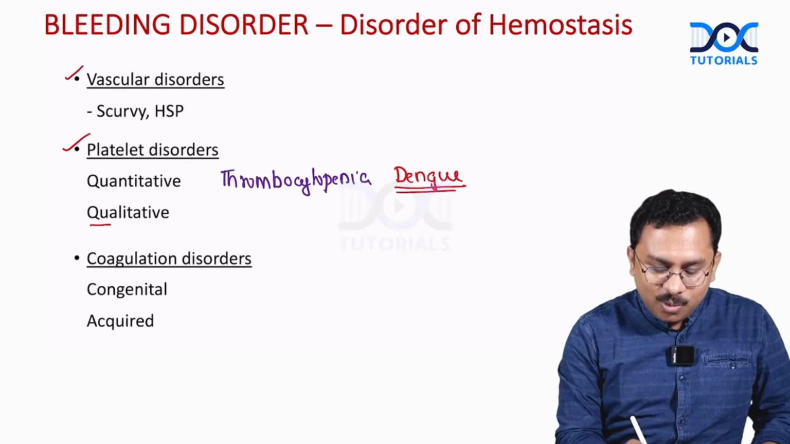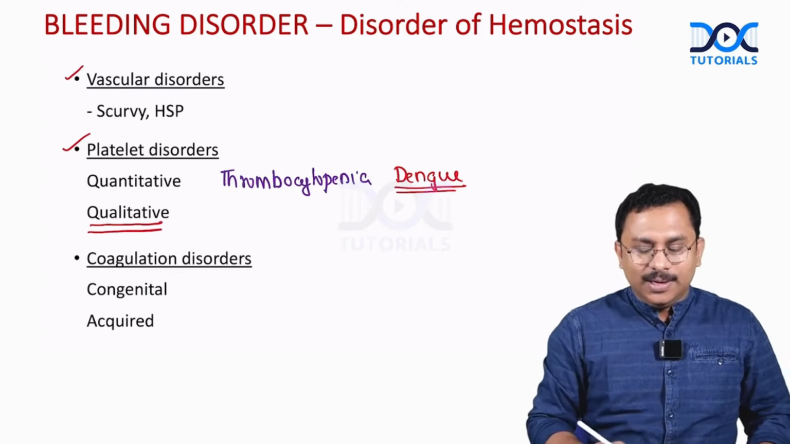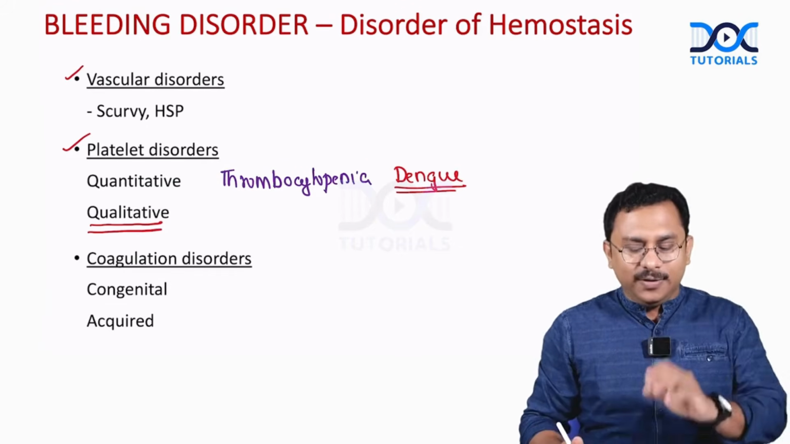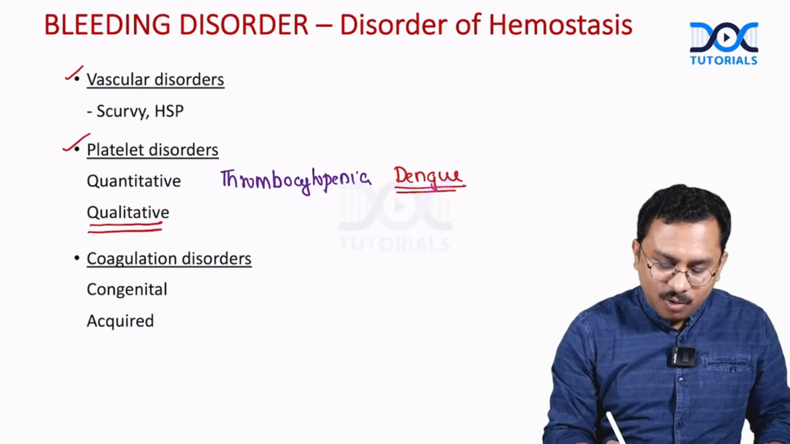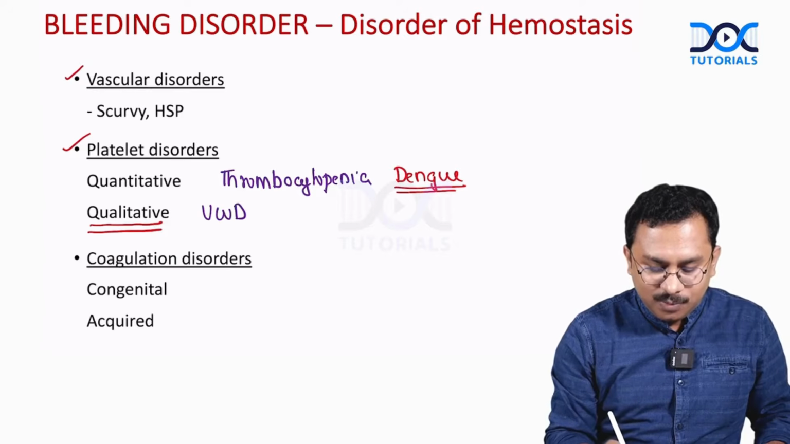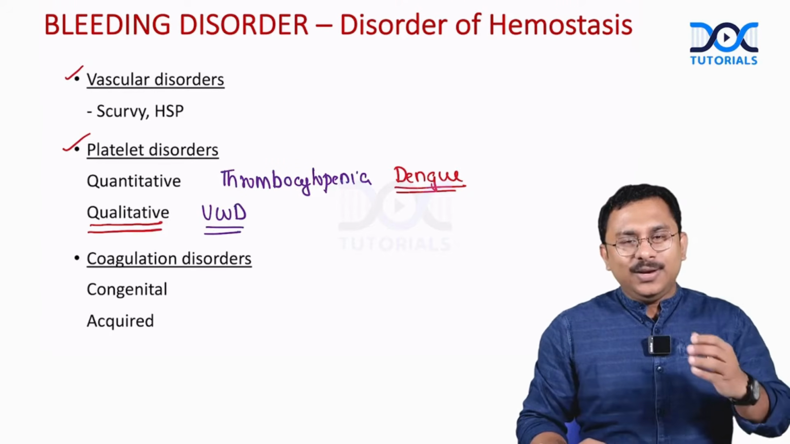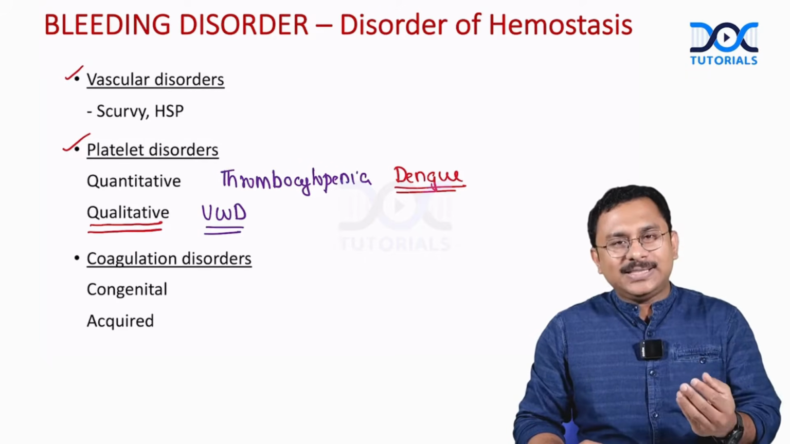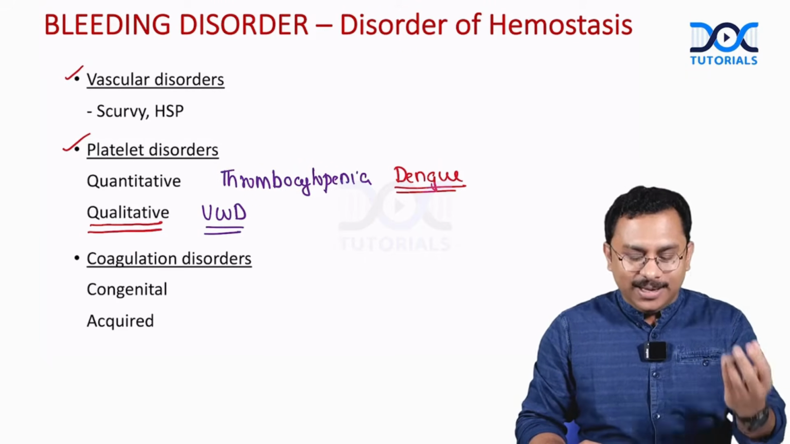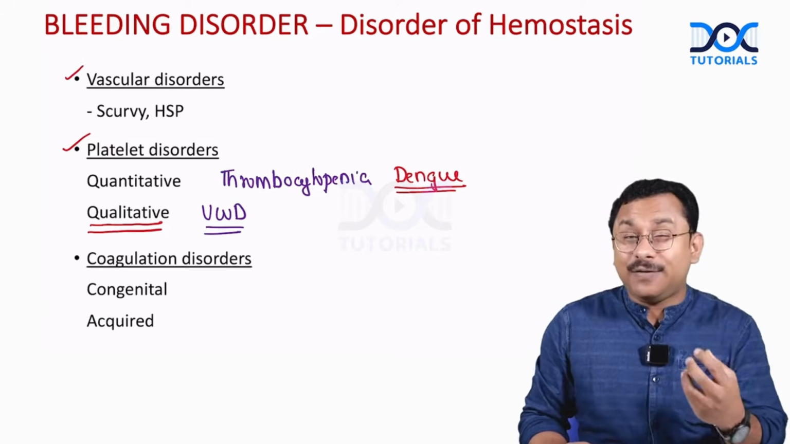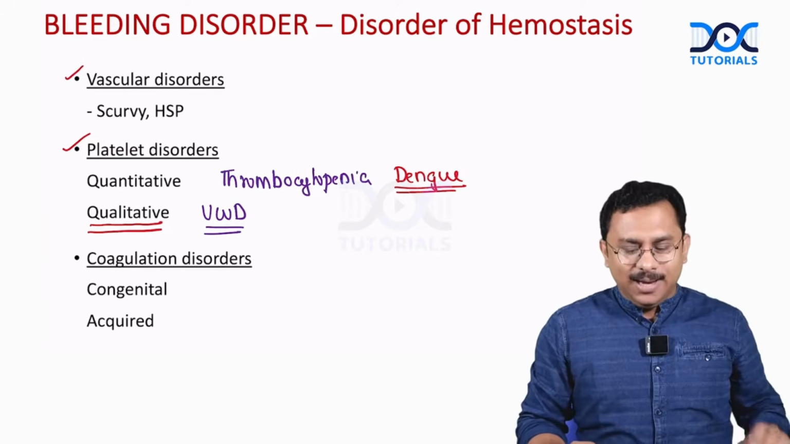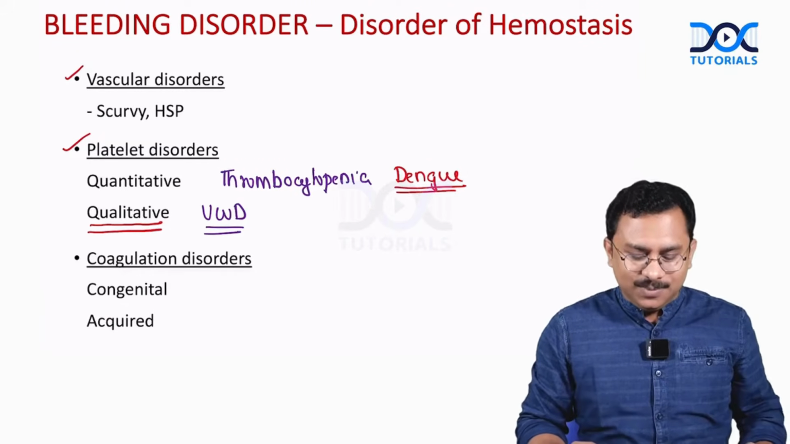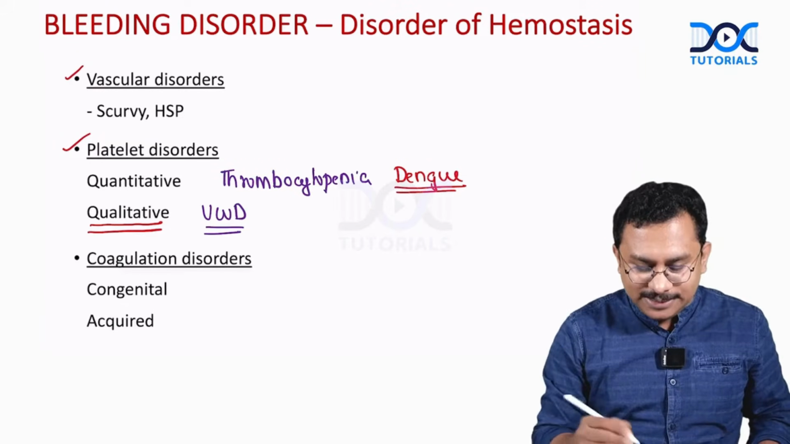Similarly, you can have a qualitative defect. So what is a qualitative defect? One example of a qualitative defect is von Willebrand disease, wherein you do not have the von Willebrand factor available, because of which primary hemostasis is not taking place properly. So the platelet function is being affected despite a normal platelet number. That happens in von Willebrand disease.